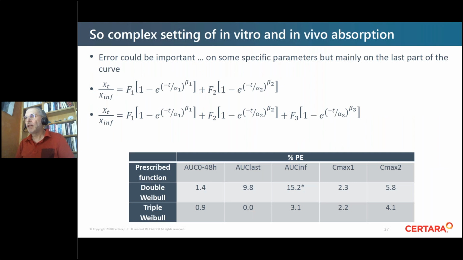Then what you can try to do is to use a triple variable. You know that in a triple variable, the F1 plus F2 plus F3 is going to be equal to 100%, of course. And you can see that in this case, the fit is going to be perfect. Why? Because the last term of the Weibull equation is going to help you to predict the last part of your curve.